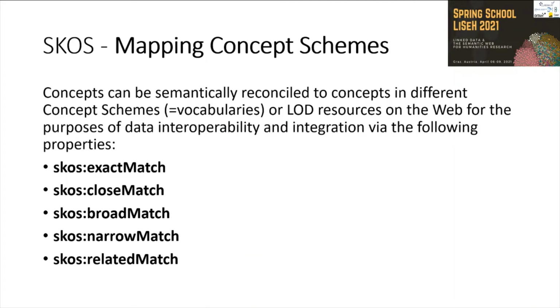Additionally to creating relationships among concepts in one vocabulary, SKOS provides properties to reconcile concepts in different concept schemes or linked open data resources on the web for the purposes of data interoperability and integration. There are several types of match properties, for example, exactMatch, relatedMatch, broadMatch, and others that can be used for this.